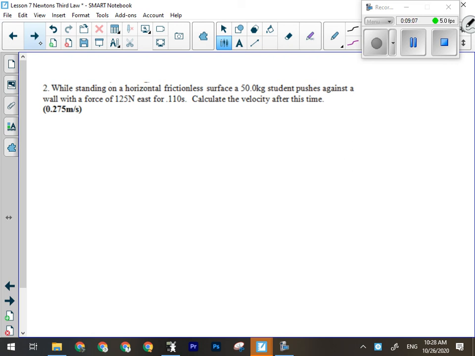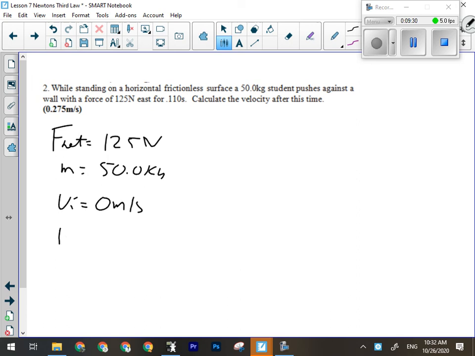It's got a little acceleration stuff in it you'll have to do. A little bit of kinematics, acceleration formula stuff. Okay, so we've got a force of 125 newtons. We're told the mass, 50 kilograms. And we're told VI, 0 meters per second. We're told the time, 0.110 seconds.